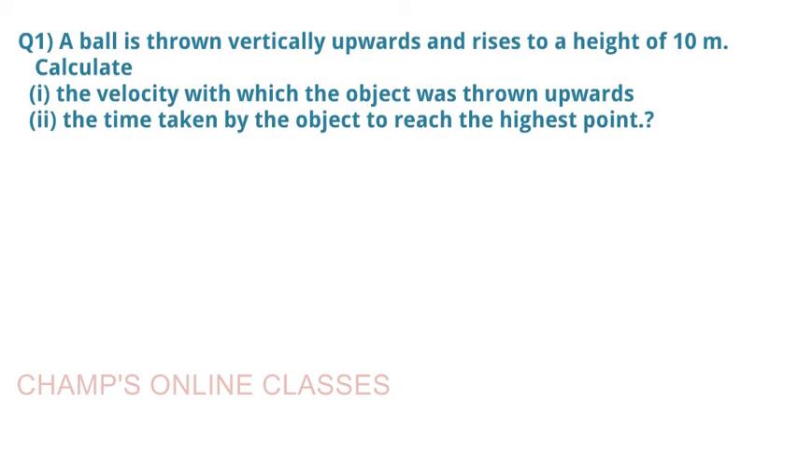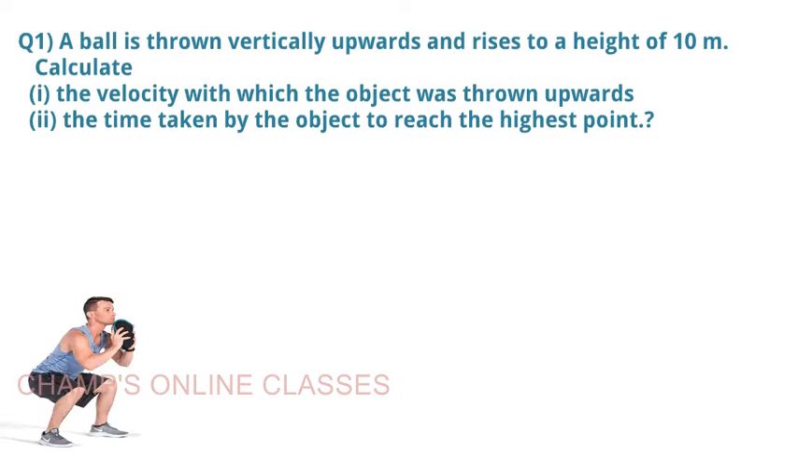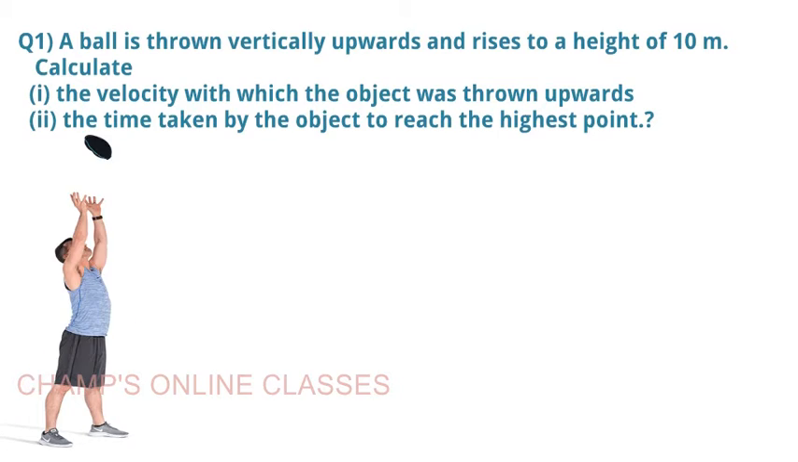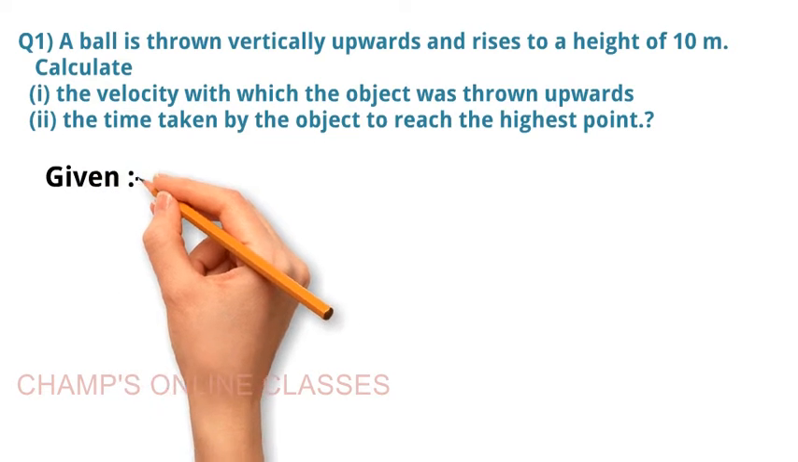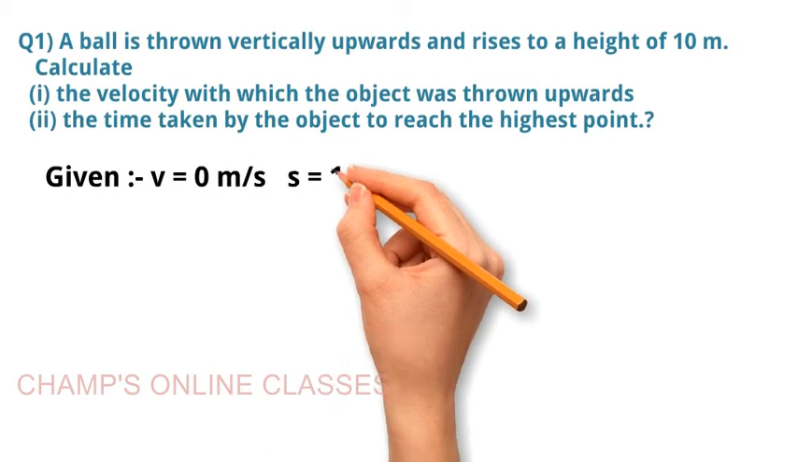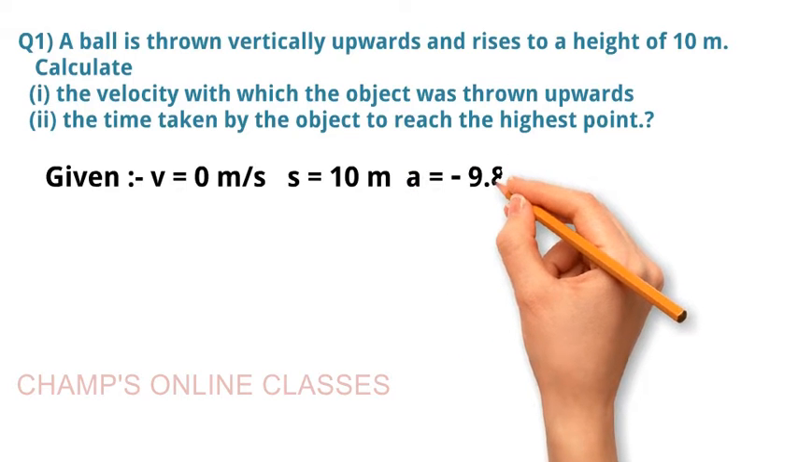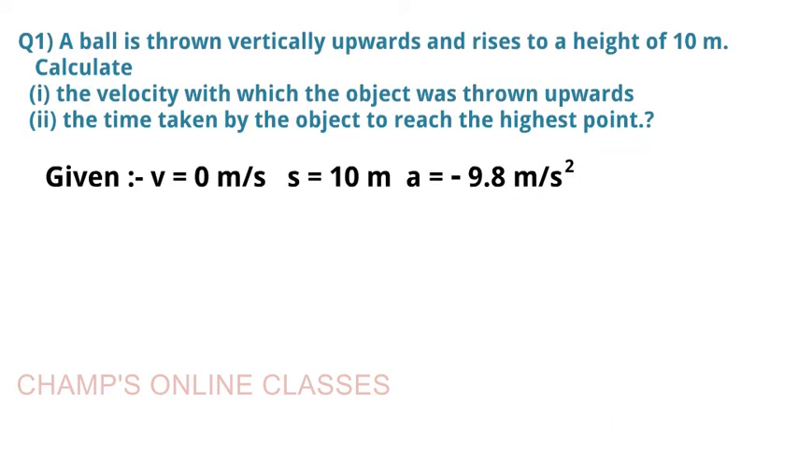Our first question is, a ball is thrown vertically upwards and rises to a height of 10 meters. Calculate the velocity with which the object was thrown upwards and the time taken by the object to reach the highest point. Now we know when an object is thrown vertically upward with a certain velocity, a negative gravitational acceleration acts on it and the velocity becomes zero at the highest point. So here v is 0, s, that is the highest distance, is 10 meters, and acceleration due to gravity is minus 9.8 meters per second square.